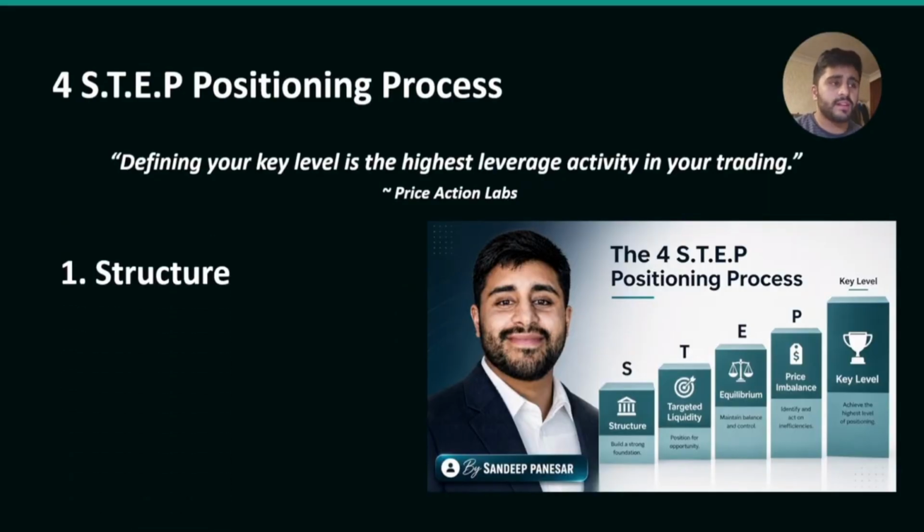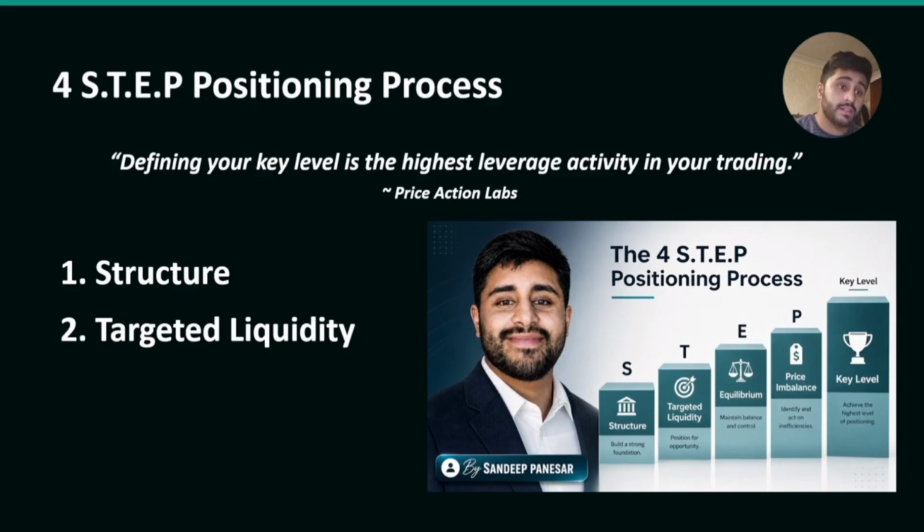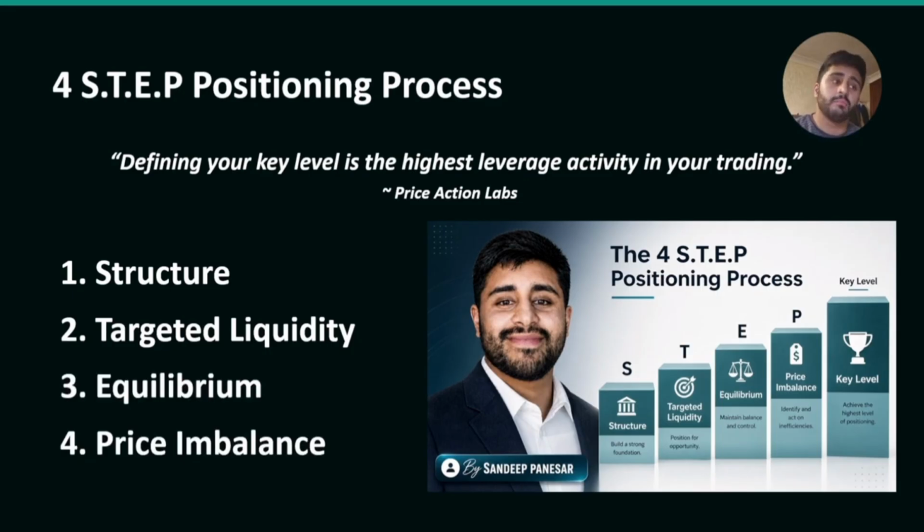And so how do we find key levels? We find key levels with a 4-step process: finding market structure, then identifying targeted liquidity, then spotting equilibrium, so that's premium and discount, and then understanding price imbalances, otherwise known as fair value gaps. And what you'll notice is that these 4, the beginning letter of all 4 spells STEP, step.